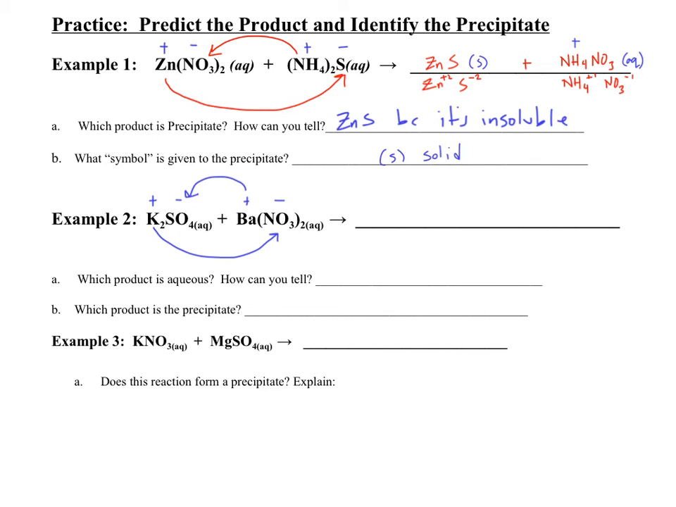So I'm going to end up with, over here, potassium and nitrate, as well as barium and sulfate. Sulfate's a polyatomic ion, and it's got a -2 charge. Barium is in group 2, so it's got a +2 charge. So when I cross these, I get Ba2SO4 or simply BaSO4.